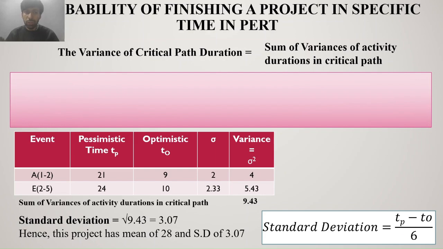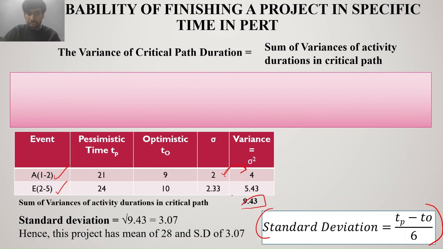For this, now that we found the critical path, we have to come back and find the variance of activities in the critical path. As you can see, this is the formula we use for finding the standard deviation of the activities in the critical path, and by this we can find the variance. We take the two critical activities A and E and use this formula, which is pessimistic minus optimistic time divided by 6. We can find the standard deviation, and squaring it we get the variance.